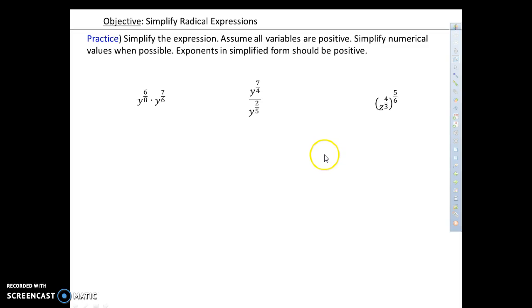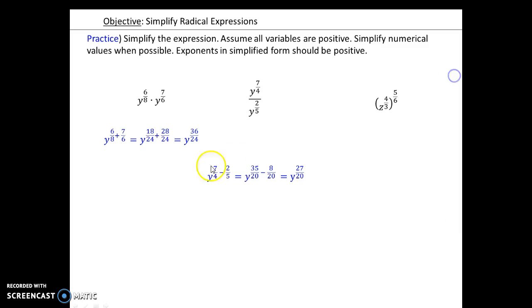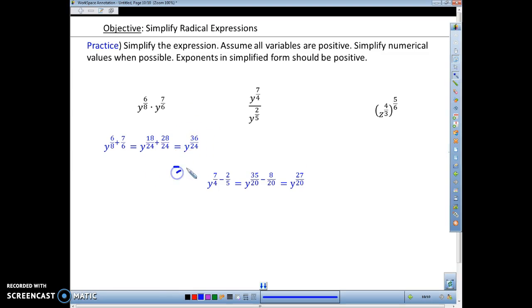Okay, hopefully you have tried these practice problems. The first one, you get a solution like this. Same base, add the exponents. Here we are dividing the same base, so we subtract the exponents, and we have to get common denominators. Also here, please remember to reduce too on this example. So 36 over 24, that reduces to y to the 3/2. So make sure you reduce there.